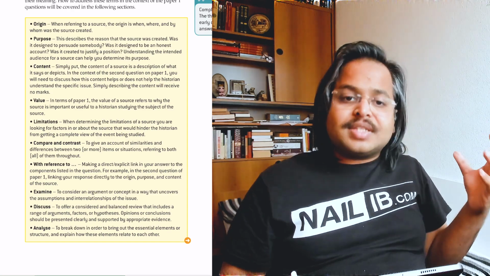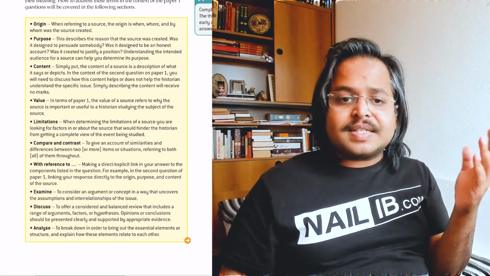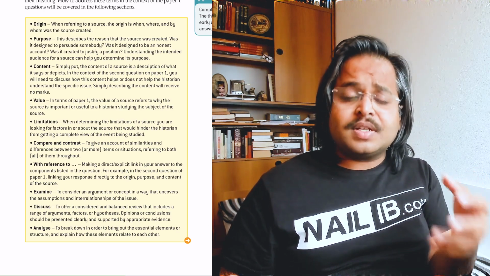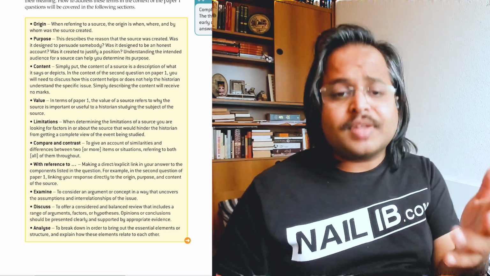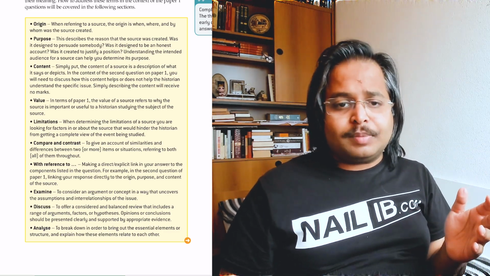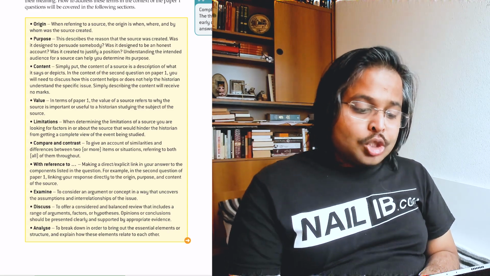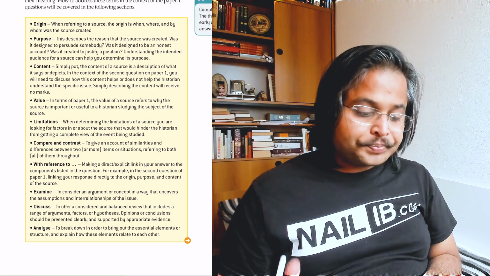So while provenance seems like a very simple thing to locate, especially in the IB and even in the IGCSE, because it's given right below the source very often, mentioned in terms of the provenance, the ability to utilize that information to enrich your answer is something that will really take you forward, both in terms of IB history and even later on in your life if you aim to pursue this subject. So when referring to a source, the origin is when, where, and by whom the source was created.